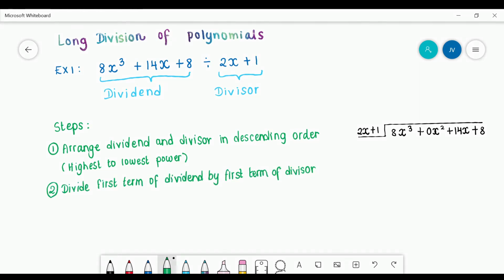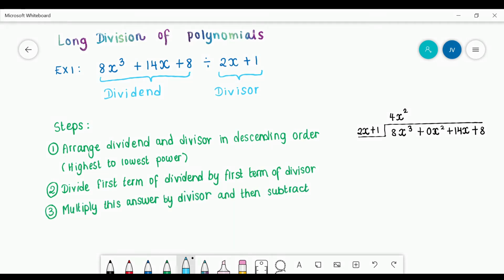Step 2. Divide first term of dividend by first term of divisor. That is 8x cubed divided by 2x, giving 4x squared. And then step 3, multiply this answer by the divisor and then subtract. So 4x squared times 2x plus 1, we get 8x cubed plus 4x squared. Now we subtract. 8x cubed minus 8x cubed is 0. And 0x squared minus 4x squared, it's minus 4x squared.